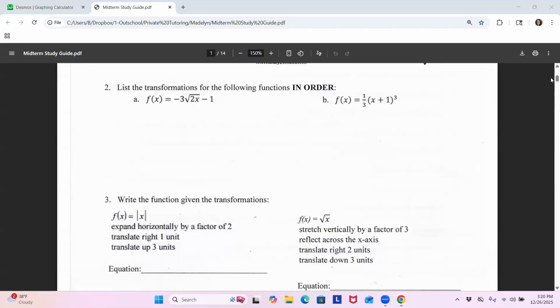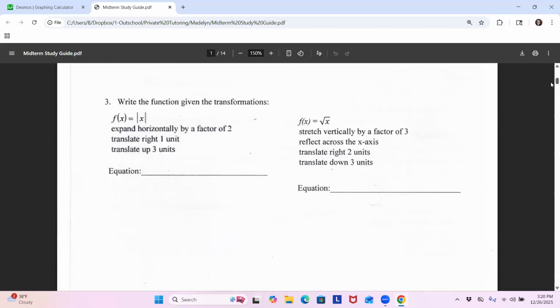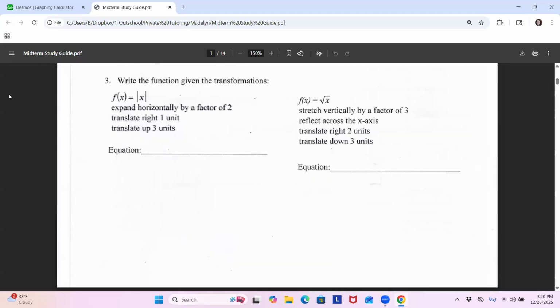Number 3. Write the function given the transformations. Okay, so we're starting with absolute value of x. Expand horizontally by a factor of 2. Okay, that one's going to be the tricky part. Let's skip that. Translate right 1 and translate up 3. Okay, so that's definitely going to be a +3. Okay. Right 1 is going to be a -1 on the inside.